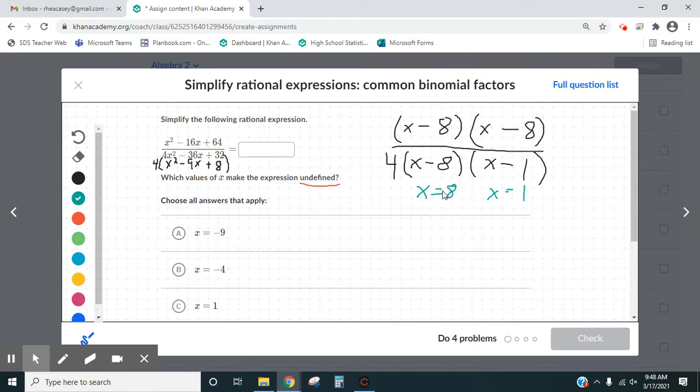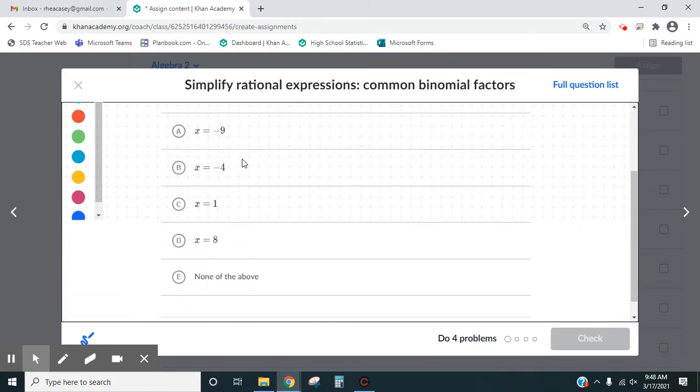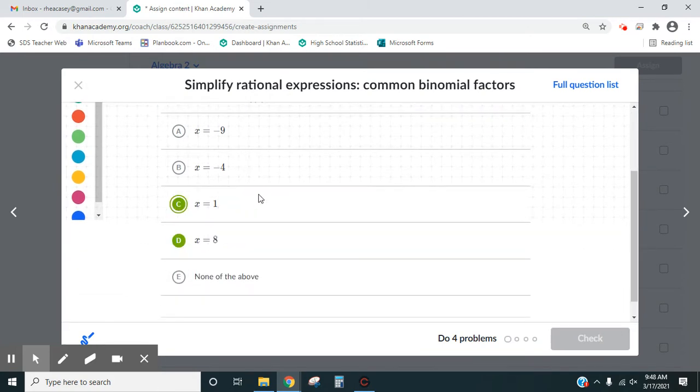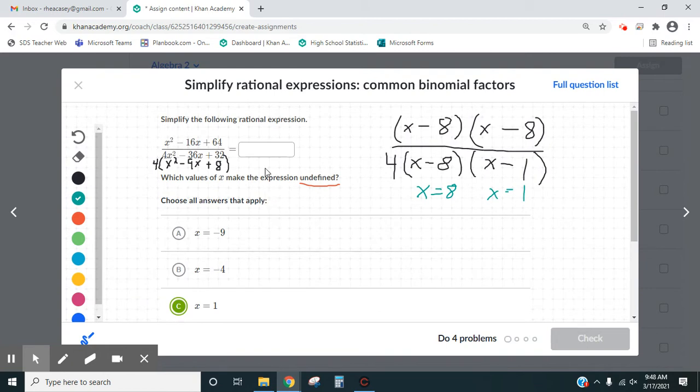I need to do this now before I cancel. The same way that we did it the other day, but it's not a monomial. It's a binomial. All right, so we have 8 and 1. Those two answers. Easy enough, right?